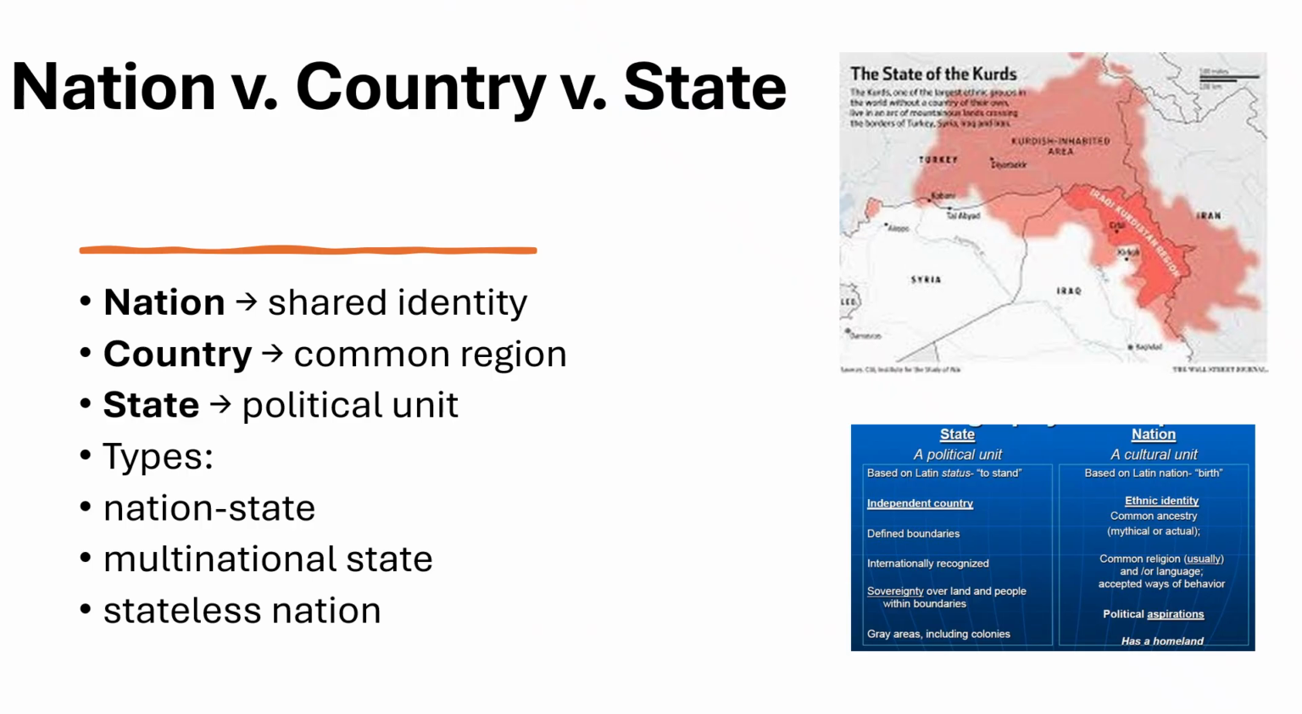Let's compare a nation versus a country versus a state. We have a tendency to use these terms interchangeably, but they are not. A nation is people who have a shared identity. A country is a group of people in a common region. And a state is a political unit that has those 4 parts that we mentioned a few seconds ago. Different types of states include nation states, multinational states, and not quite a state, a stateless nation.